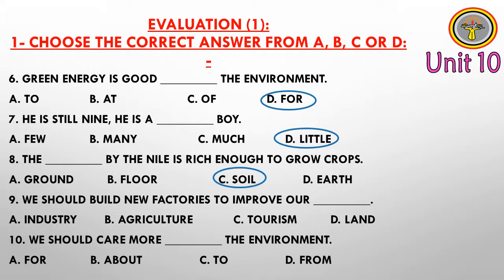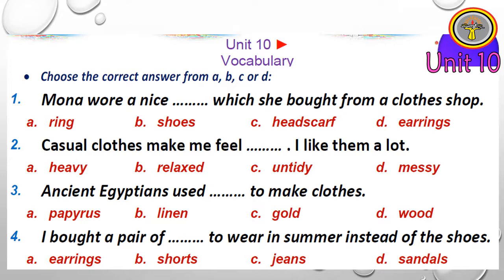Number 9, we should build new factories to improve our industry. Number 10, we should care more about the environment. Choose the correct answer from A, B, C, or D. Number 1, Mona wore a nice space, which she bought from a clothes shop. Of course, she wore a nice headscarf.